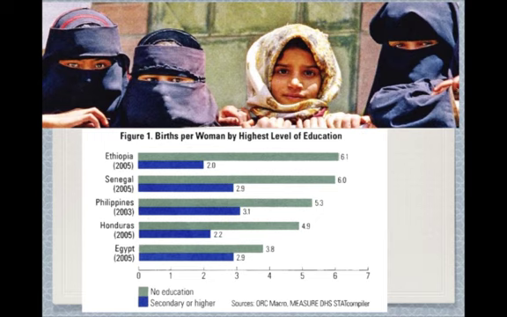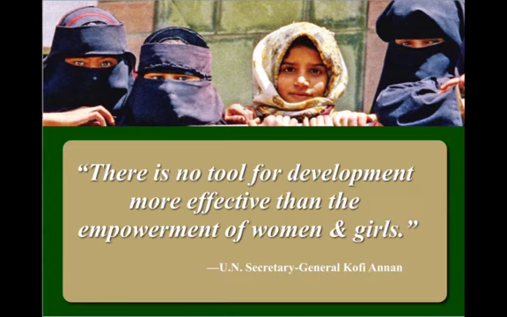Births per woman by highest level of education shows clearly that when there's no education in a country, you have a much higher birth rate. So these are the women who haven't been to school, and the blue bars are secondary or higher education. They have far fewer children. And the UN Secretary General Kofi Annan said, "There is no tool for development more effective than the empowerment of women and girls." And that's where I'd like to end it. Thank you.